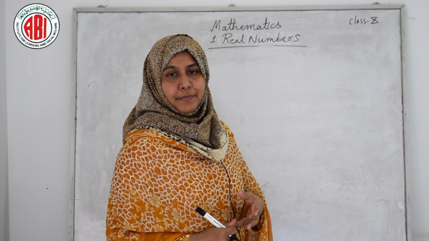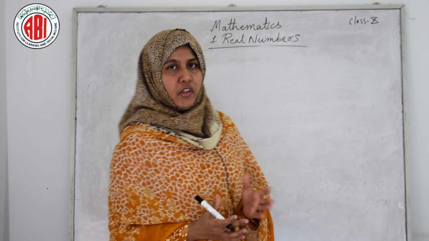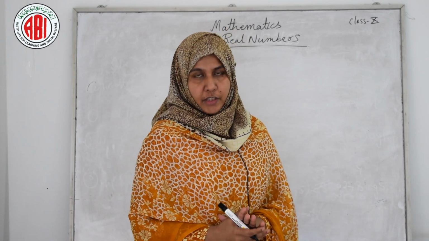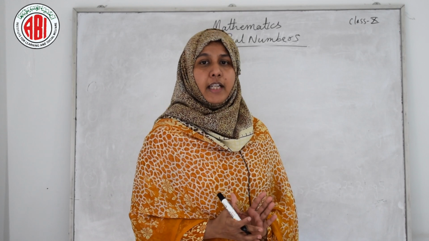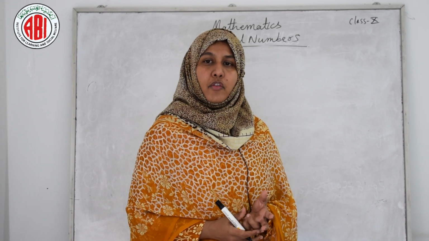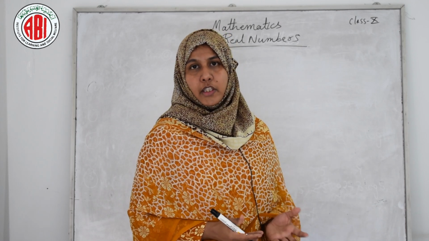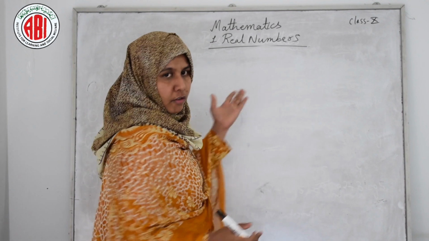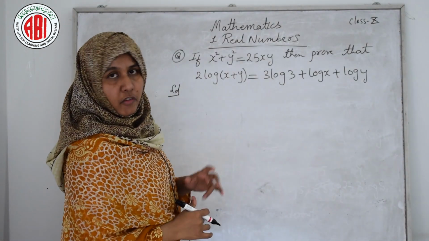Let's have another question. The question is of the form: if x square plus y square is equal to 25xy, then you have to prove that 2 log (x plus y) is equal to 3 log 3 plus log x plus log y. That is the question. We have to prove it. Okay, here is the question. You have to think about it.